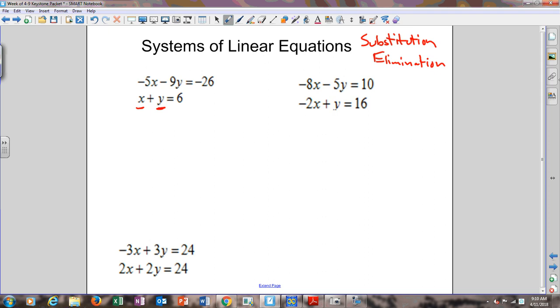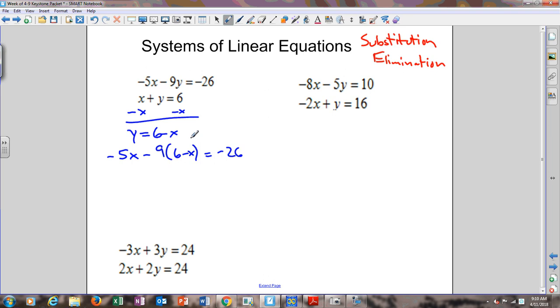Okay, so we're going to start this first one off. We're going to do substitution for this. And to do substitution, I have to get one of the variables by itself. So I'm going to get the y by itself and just subtract the x. This gives us y equals 6 minus x. And now I can take this 6 minus x and plug it in up here for y. So it's negative 5x minus 9 times 6 minus x equals negative 26.